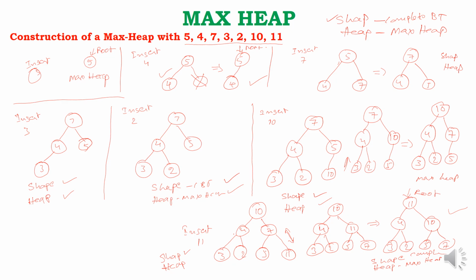So in this way, we can construct a max heap using the given values. Every time you insert a value at the end of the tree and check the value with its parent value. If the parent value is smaller than this value, interchange them. The process is repeated till all the elements have satisfied the shape property and heap property.